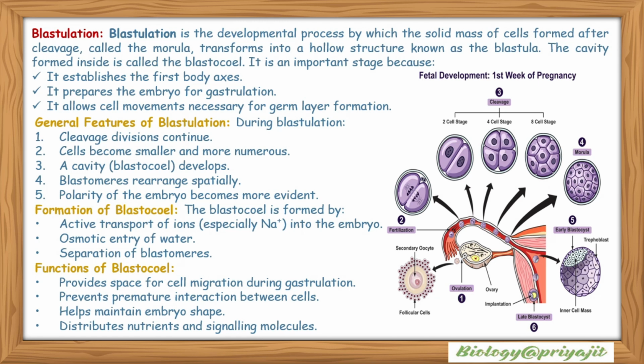General features of blastulation. During blastulation, cleavage divisions continue, cells become smaller and more numerous, a cavity or blastocoel develops, then blastomeres rearrange spatially. Polarity of the embryo becomes more evident. Formation of blastocoel. The blastocoel is formed by active transport of ions, especially sodium, into the embryo, osmotic entry of water, and separation of blastomeres. Functions of blastocoel: provides space for cell migration during gastrulation, prevents premature interaction between cells, helps maintain embryo shape, and distributes nutrients and signaling molecules.